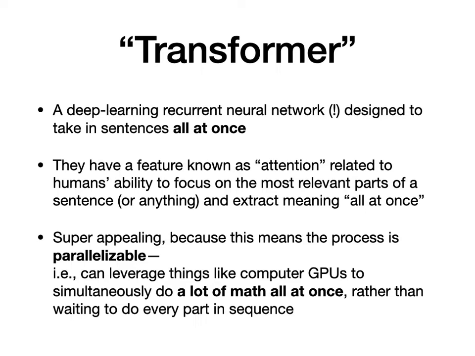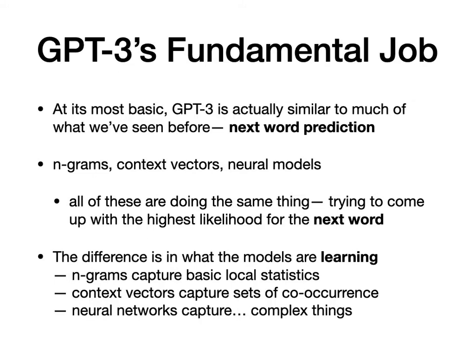So, what at the end of the day is GPT-3's fundamental job? At its most basic, it's kind of similar to what we've seen before. It's next word prediction. That's really all it was doing. That seems crazy, but it's the same process that we've seen in n-grams, context vectors, the other neural models we talked about. They're all doing the same thing. They're coming up with the highest likelihood for the next word. So in a sense, this is just text completion, right? Like we've seen.